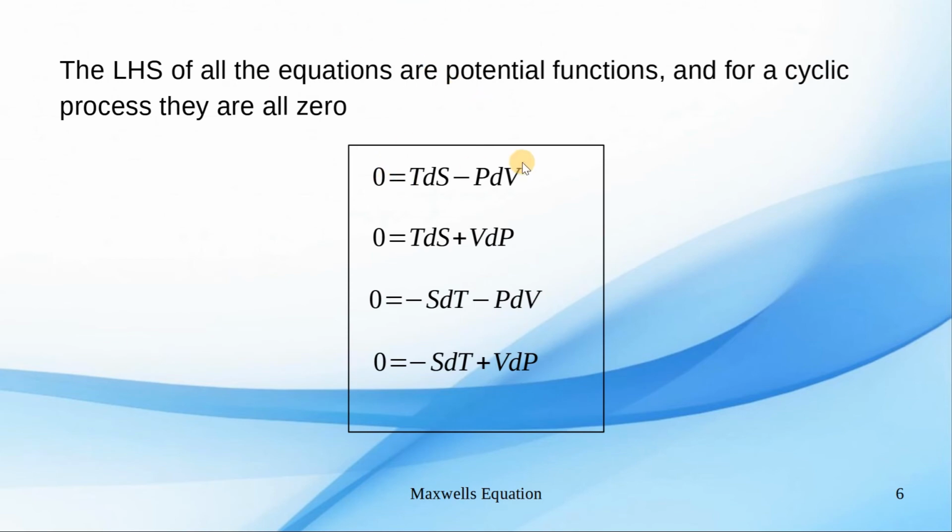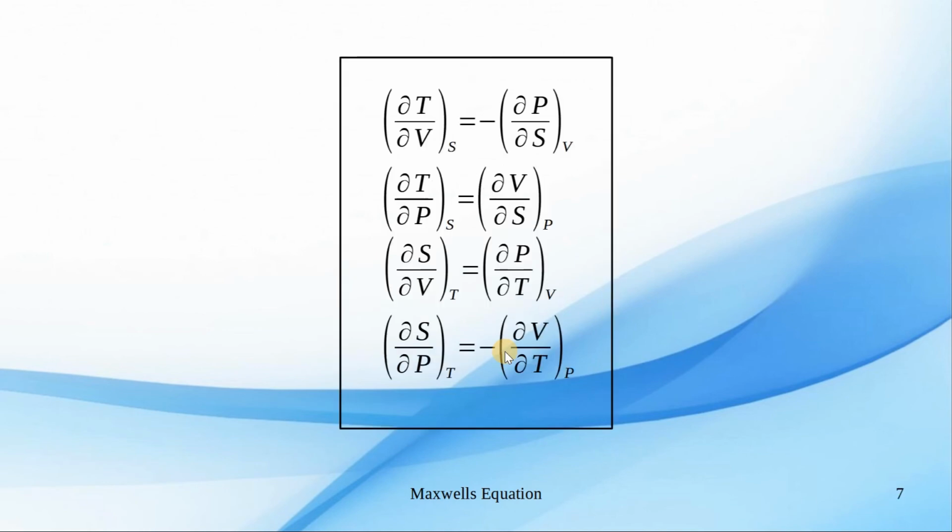We apply the rule of exactness on this first equation, and what do we find? We find that ∂T/∂V at constant entropy S is equal to minus ∂P/∂S at constant volume V. Similarly, ∂T/∂P at constant entropy S will be equal to ∂V/∂S at constant pressure P. We can apply the same rule of exactness in the other two equations too, and we get the final results as this.